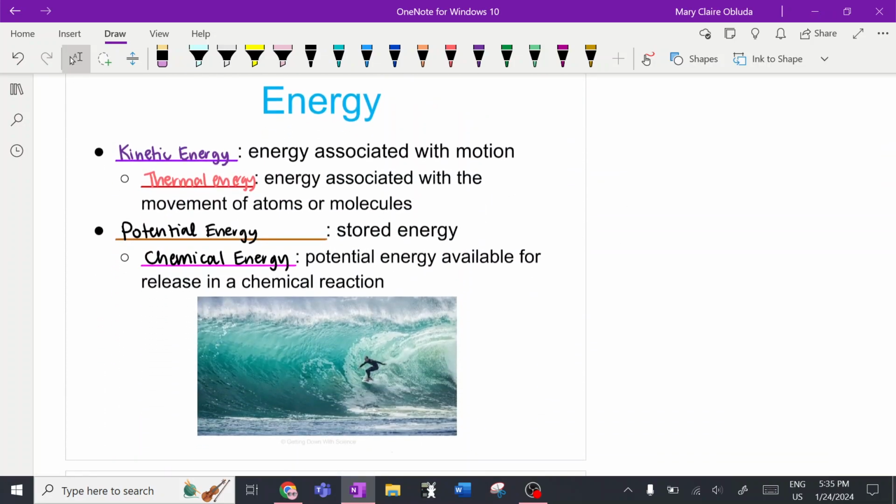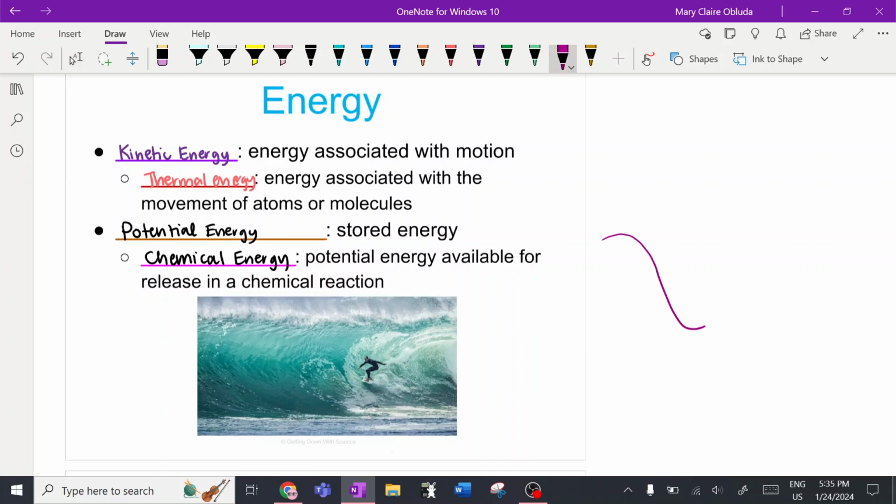Okay, so there are multiple types of energy. There's kinetic energy, so that's running. There's thermal energy, associated with the movement of atoms and molecules. We know that lots of energy is released as non-usable energy, which is heat energy. So that's thermal energy. Potential energy is stored energy.